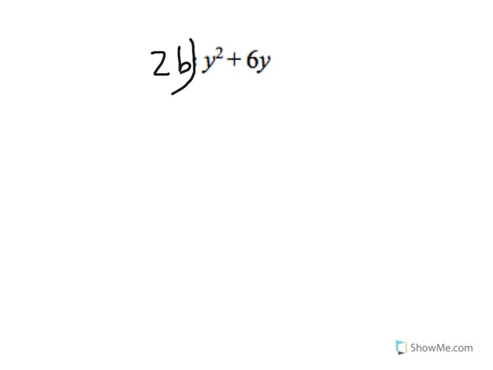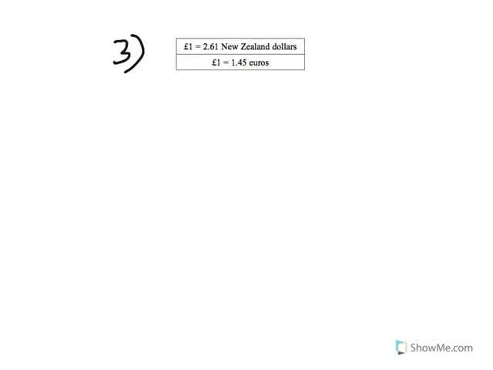Next question, 2b, is similar to the previous question. You're asked to factorize, and basically you're looking for the highest common factor. In this case, y is the highest common factor. So we take y out. What's y squared divided by y? It's y, and 6y divided by y is 6. So there's your factorized form.